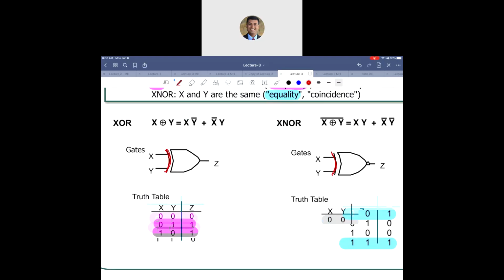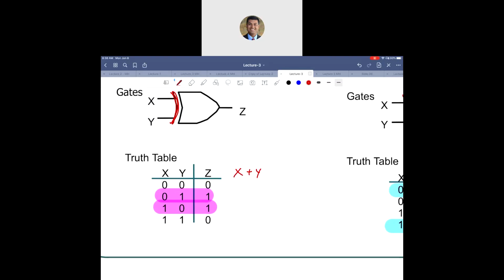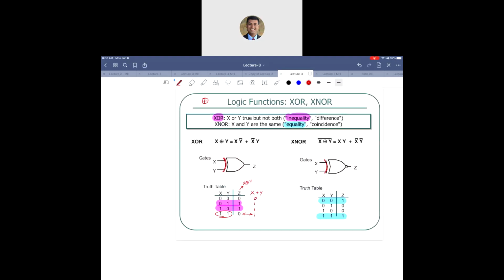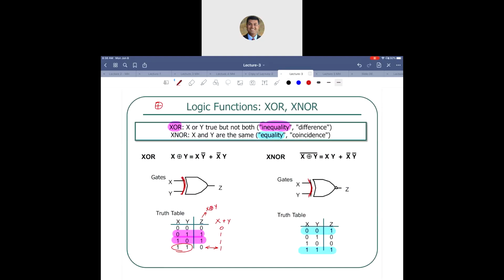And if you can see here, if we just had X or Y, you would have got 0, 1, 1, 1 as the output. So the only difference is the last entry, because it is exclusive. When both are true, it will give you false. So Z is X exclusive OR Y. All right, I hope that is helpful. We will take a look at more manipulations between exclusive OR and exclusive NOR later on.